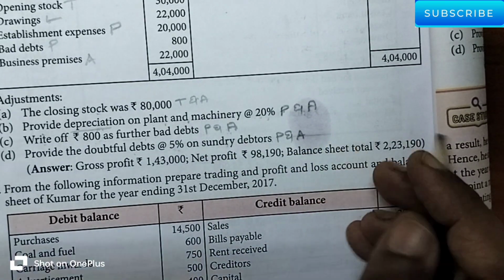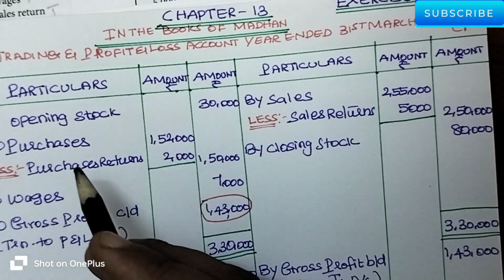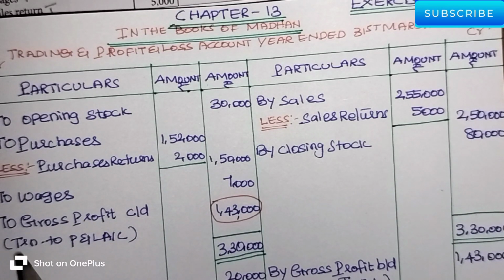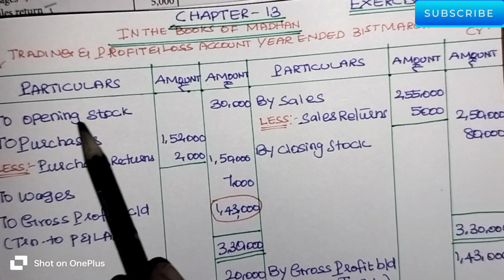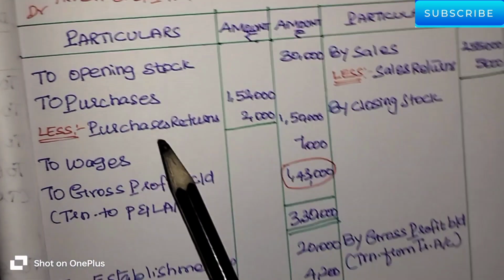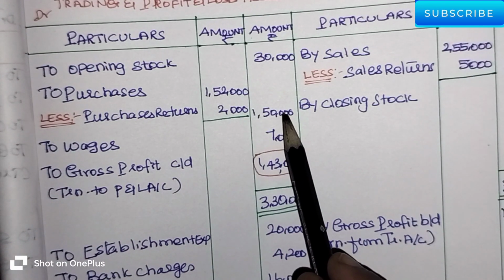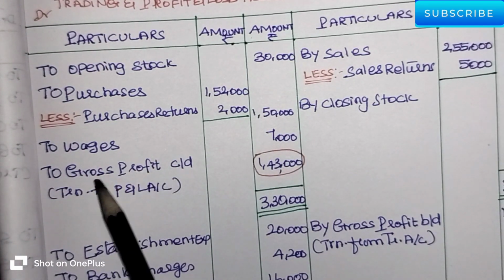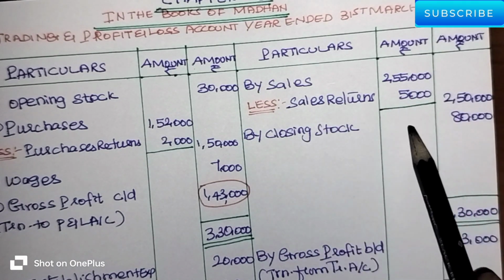Okay, let's see. Prepare the trading account and profit and loss account and balance sheet. Okay, first we go for trading account. So we know very well, on trading account debit side always starts with opening stock 30,000. Purchases we have the adjustment, so we have to subtract purchases return from purchases. We will get 1,50,000. To wages, and credit side we have sales, subtract sales return, and closing stock.